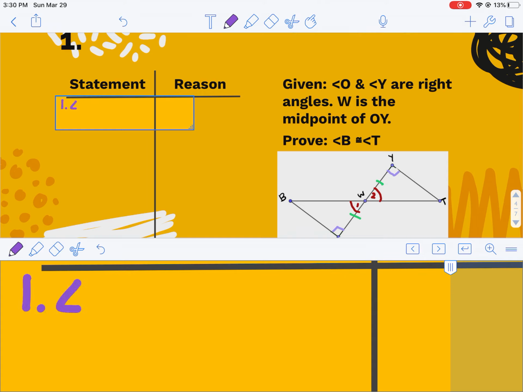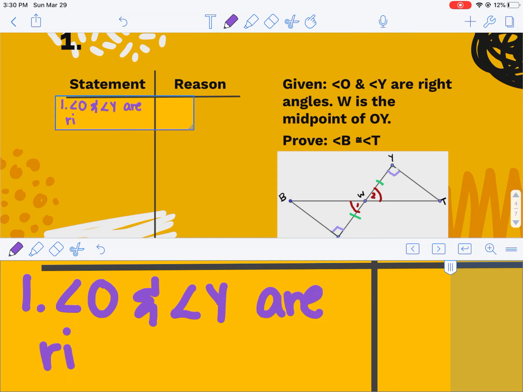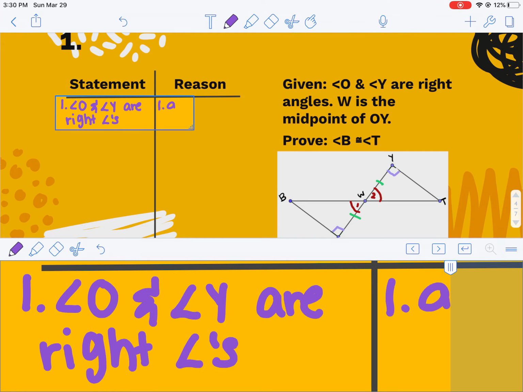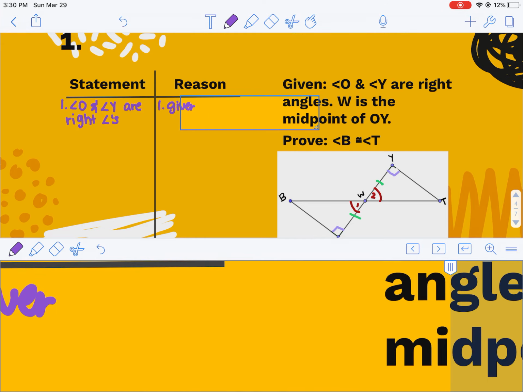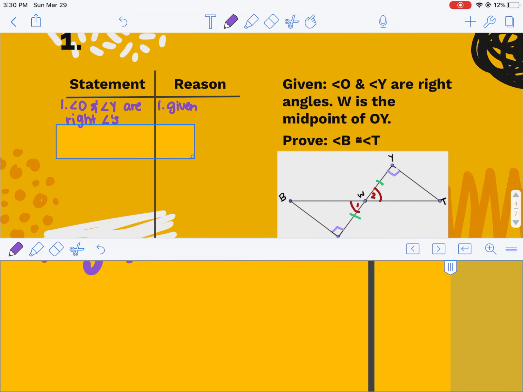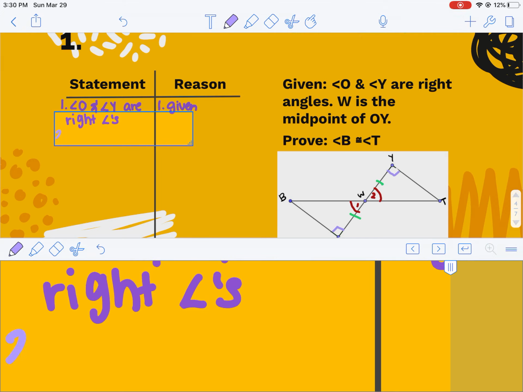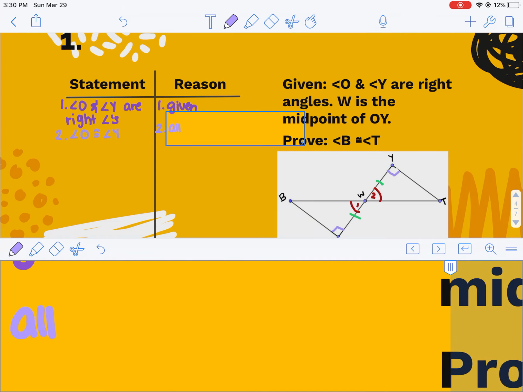So I'm starting with what I was given. Angle O and angle Y are right angles. It was written out for me, so that is given. Because they're both right angles, I can say angle O is congruent to angle Y because all right angles are congruent.